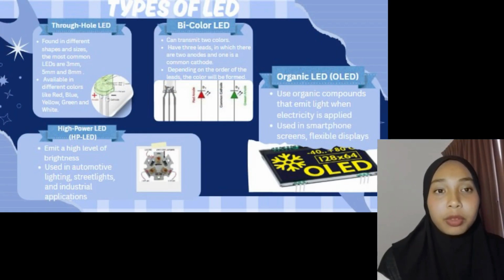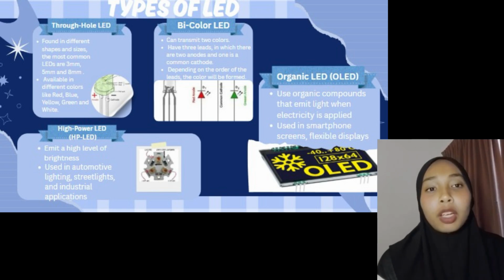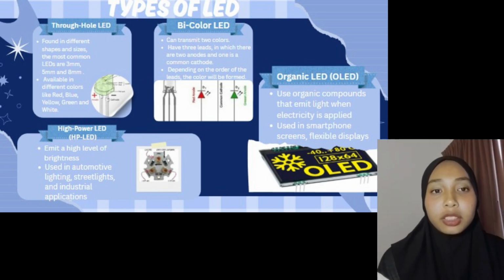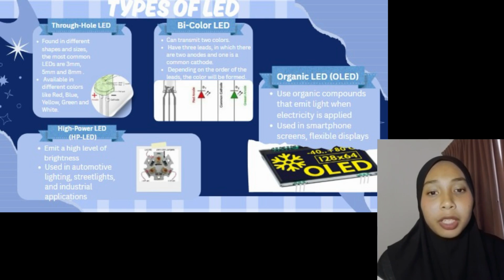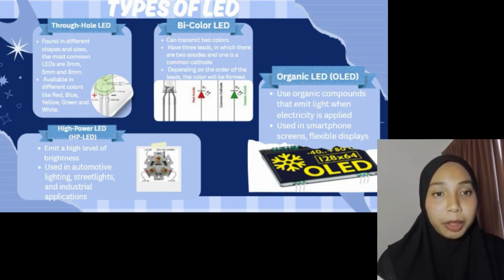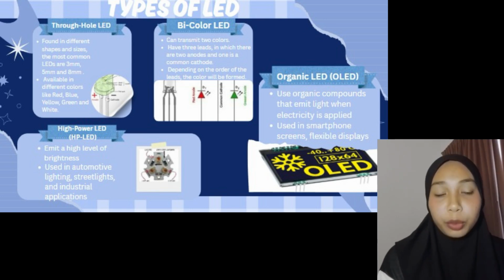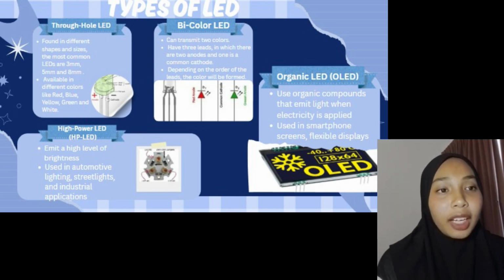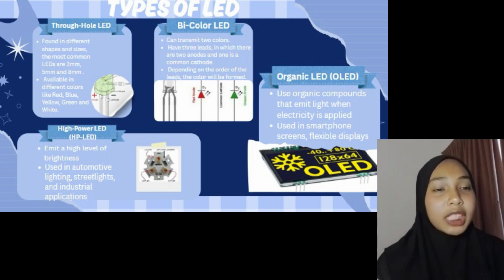Types of LED. First, drop-on LED. Found in different shapes and sizes. The most common LEDs are 3mm, 5mm, and 8mm. Available in different colors like red, blue, yellow, green, and white. Second, bi-color LED. Can transmit two colors, with a three-lead design in which two are anodes and one is a common cathode. Depending on the order of the leads, the color will be formed.